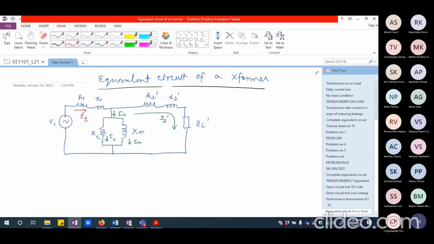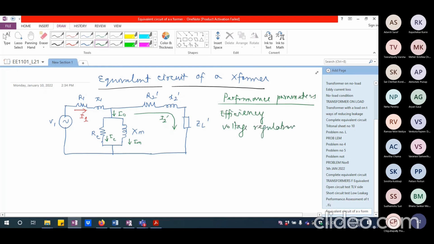So we drew the phasor diagram also for this. This is the overall equivalent circuit, and we drew the phasor diagram for this. After that, I told you that there are two performance parameters which we would be talking about. One is efficiency and the other one I called voltage regulation. These are the two major performance parameters which we would be looking at for any transformer for that matter.